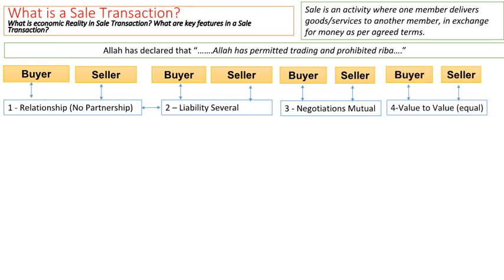The fourth economic reality. After negotiations, the parties agree on terms of sale, and it will be a value-to-value negotiation. Consideration agreed between the parties shall be a real market value of goods, services against the agreed consideration among the parties. The fifth economic reality.